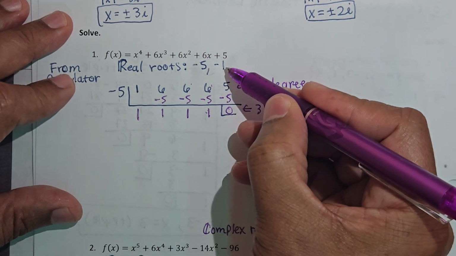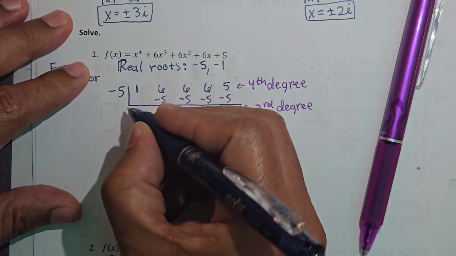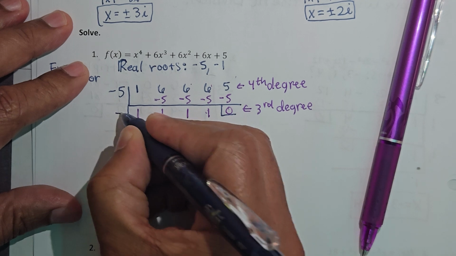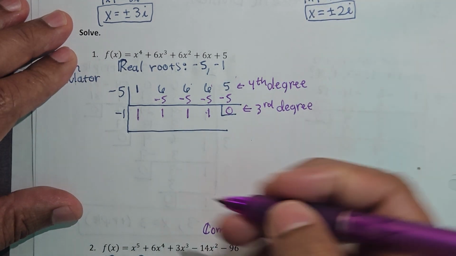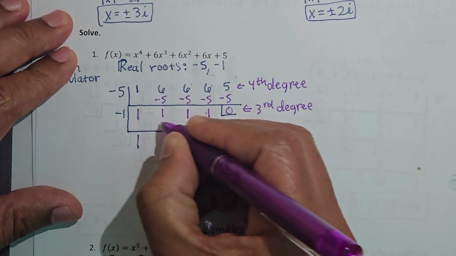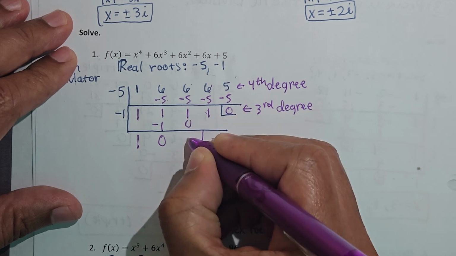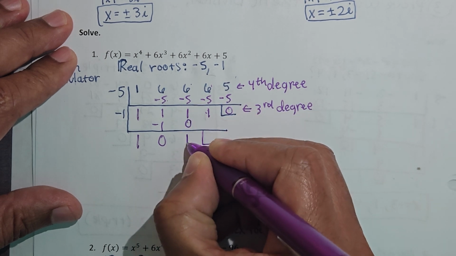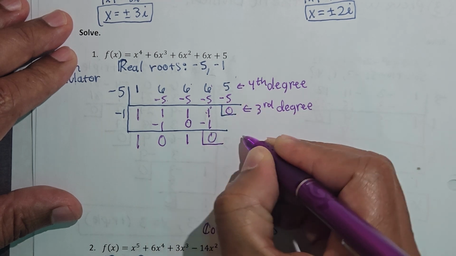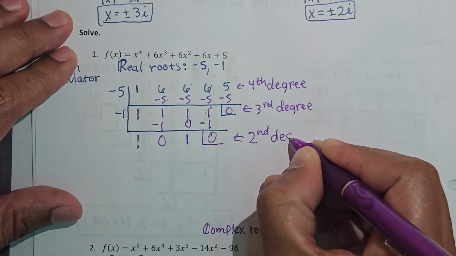So then we use the other solution. I'm going to continue applying synthetic division. The other solution is negative 1. Let's start multiplying, and in the end we should have a remainder of 0. So negative 1 times 1, negative 1. This is 0. Negative 1 times 0, that's 0. This becomes 1 plus 0, which is 1. Negative 1 times 1, negative 1 again. 1 minus 1, 0. So this one here is a second degree polynomial.